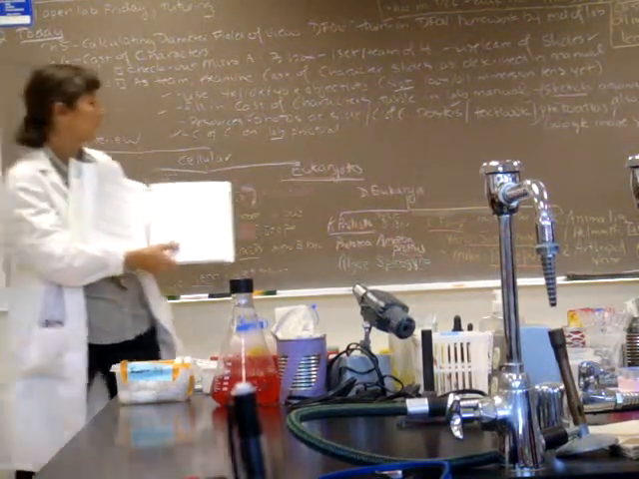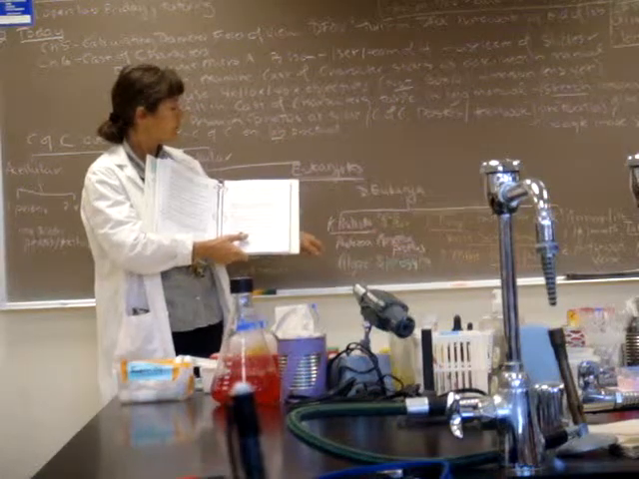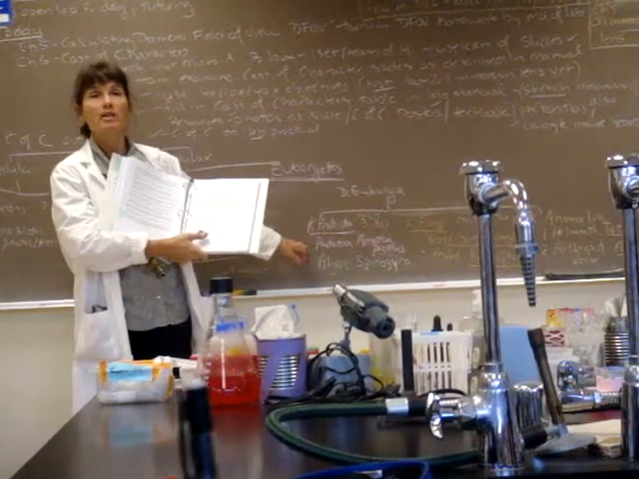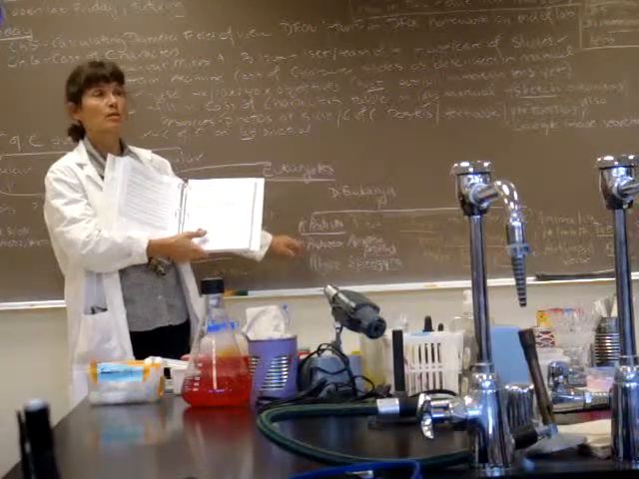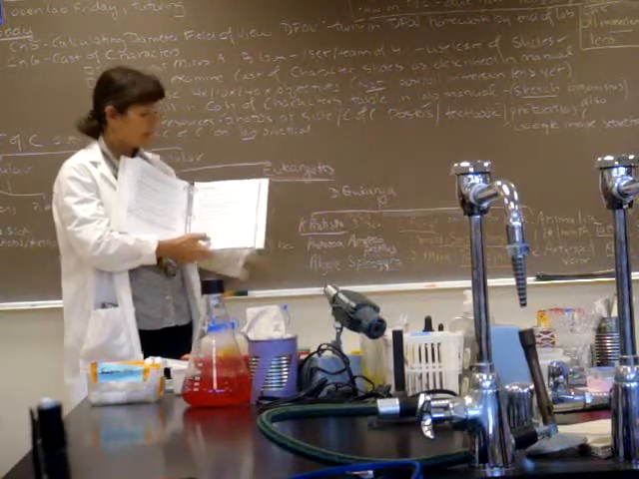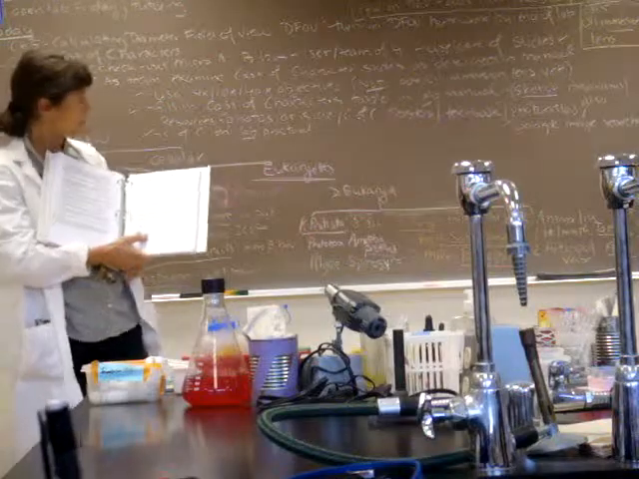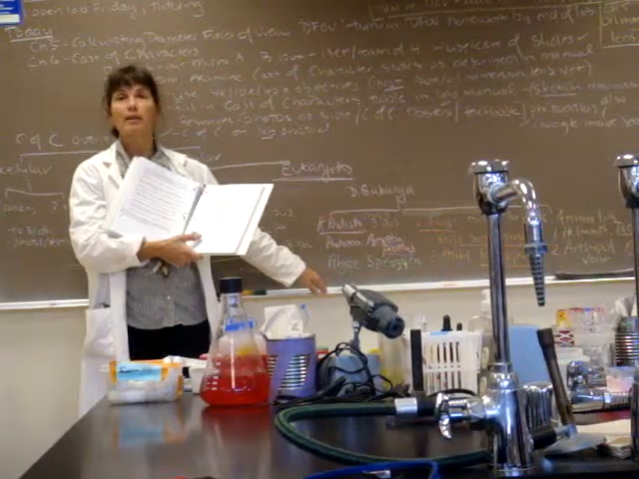Okay, Amoeba proteus. It's an animal-like protista. We call it a protozoan. It's free living. This one doesn't cause disease. The second member of kingdom Protista is the algae Spirogyra.